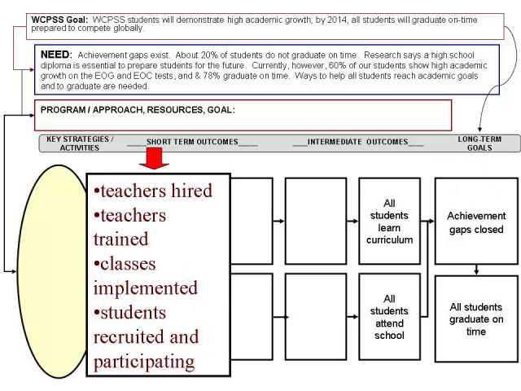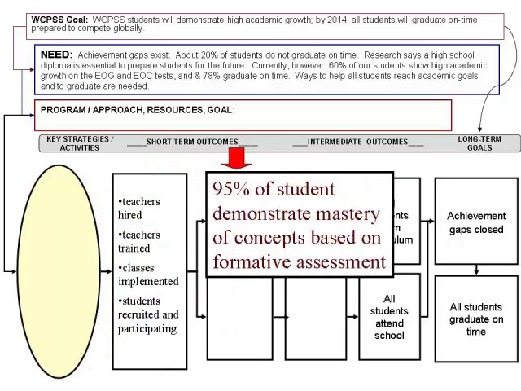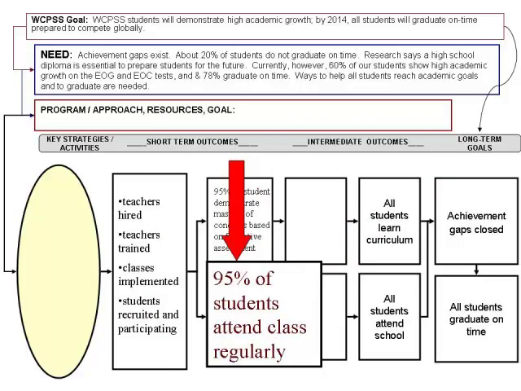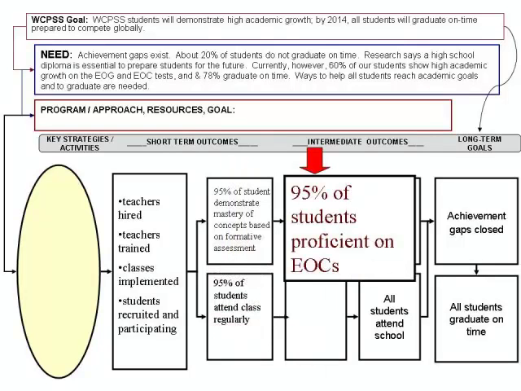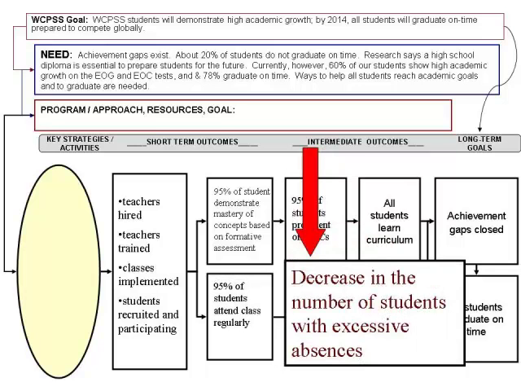Your first short-term column might focus on counts of teachers hired, teachers trained, classes implemented, and students recruited and participating, i.e. direct outputs of implementing planned activities, with the second column showing indicators of short-term outcomes related to student learning in the classroom and student attendance changes. Intermediate goals could relate to results on EOC tests, passing rates, and decreased percentages of students showing excessive absences.